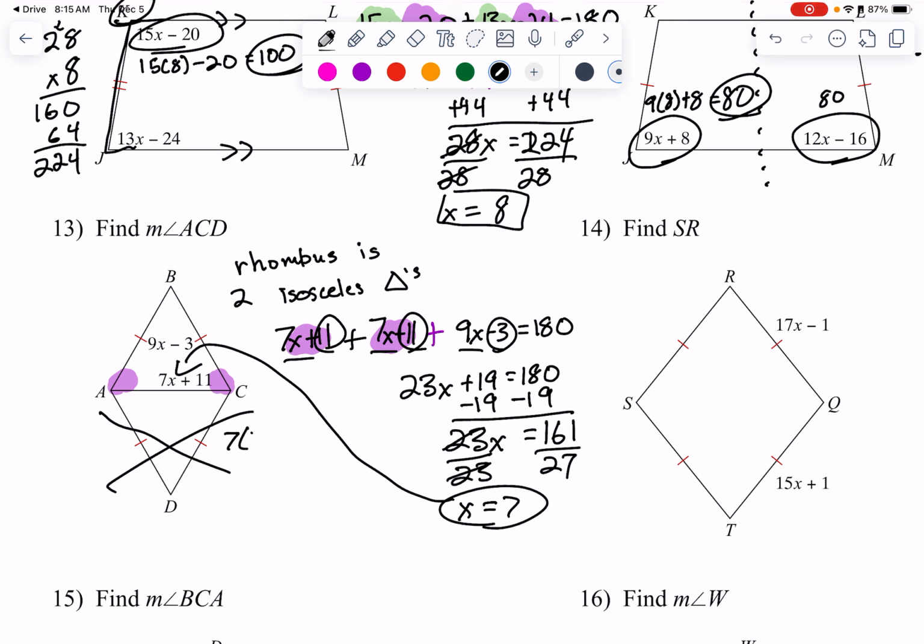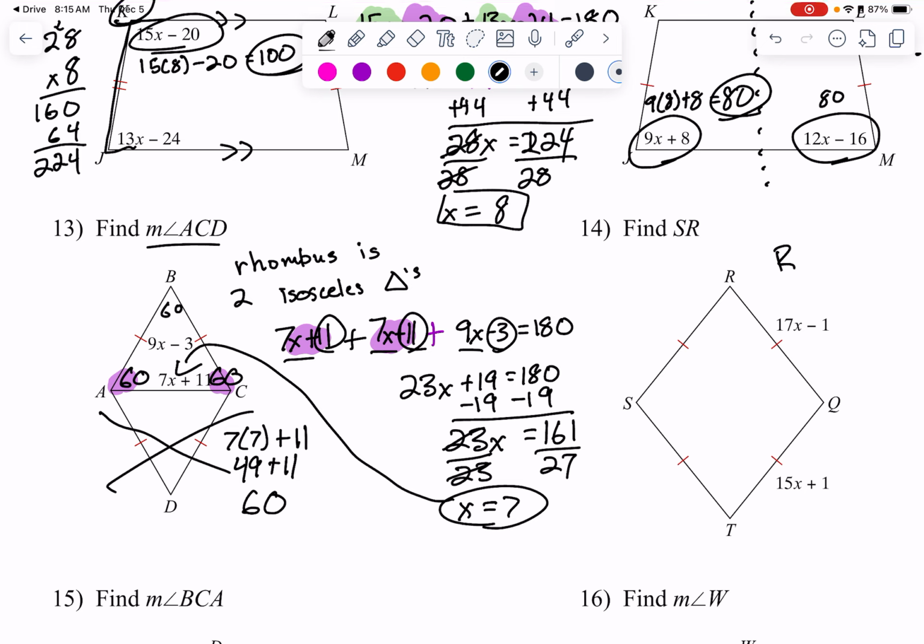I'll have 7 times 7 plus 11, or 49 plus 11. And that gives me 60. So angle C is 60. And it was asking for angle ACD. That's actually the one that we just found. We could have said this other side was 60, and go figure that it looks like the other one is 60 as well. This happened to be an equilateral triangle. That was just a coincidence.